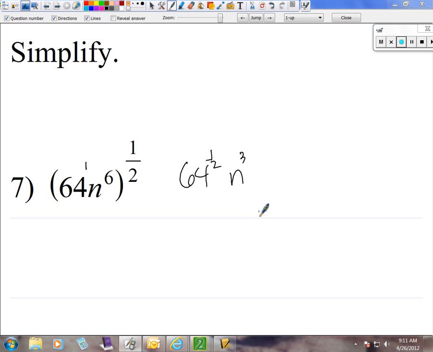So now, don't you have the square root of this is 8 and n to the 3rd? There's 2 ways to look at this, but that's your final answer on that one. I'm going to give you 2 for that one.